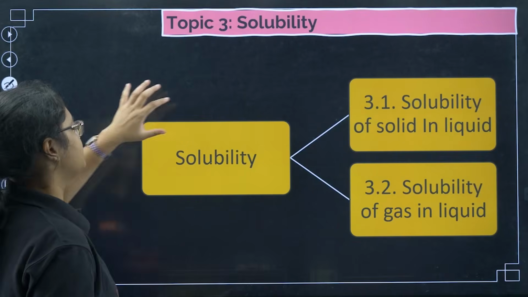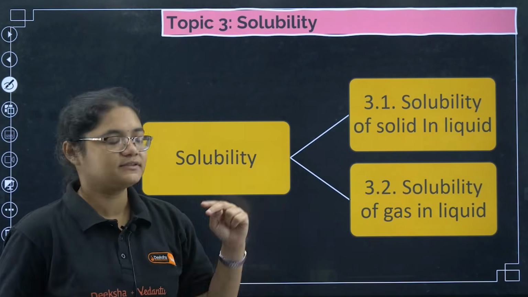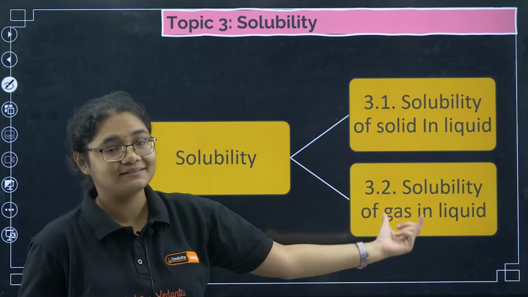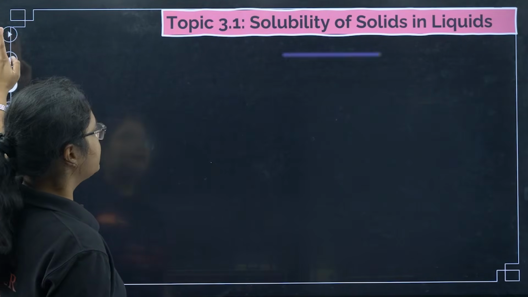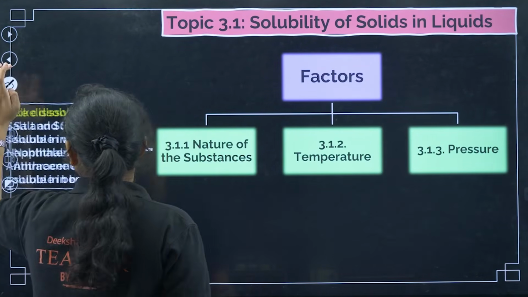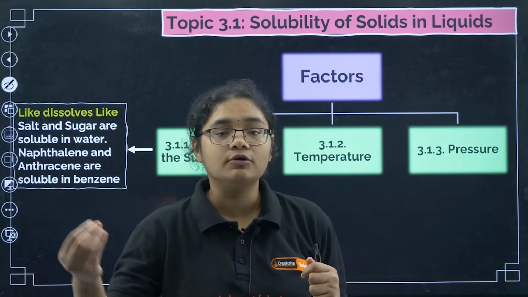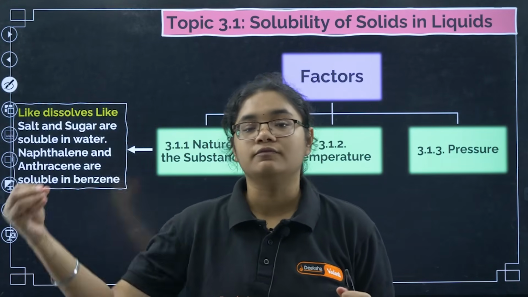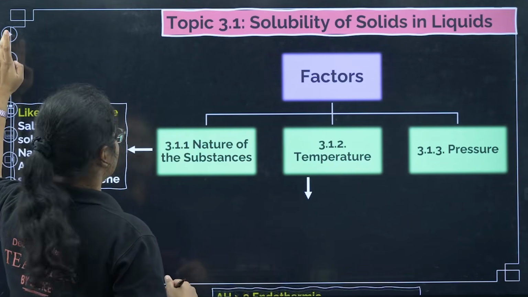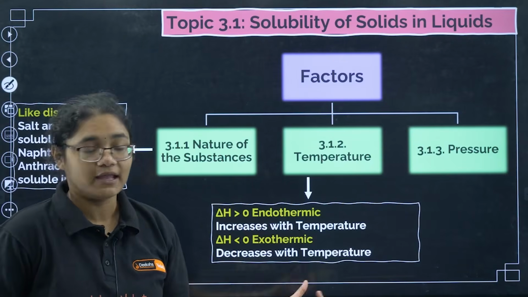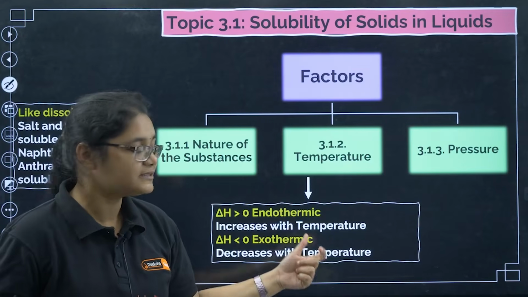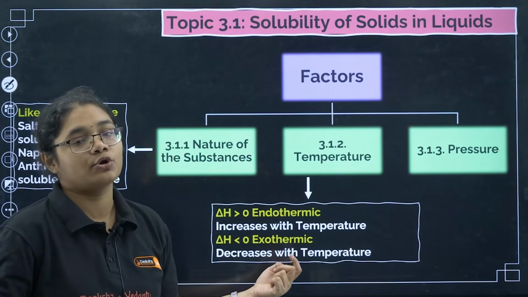Now moving to the next concept, which is solubility. Solubility is of 2 types, solubility of solid in liquid and solubility of gas in liquid. When I talk about solubility of solid in liquid, what are the factors affecting it? Nature of the substance. Here you should know that like dissolves like, that means polar solute will dissolve in polar solvents, non-polar solute will dissolve in non-polar solvents. Next we have temperature. This dissolution process can be both endothermic and exothermic. If it is endothermic and you increase the temperature, solubility will increase. If it is exothermic and you increase the temperature, solubility will decrease.